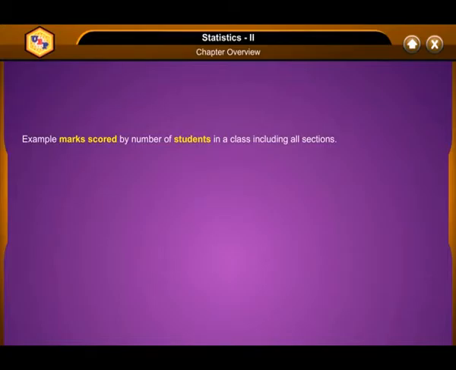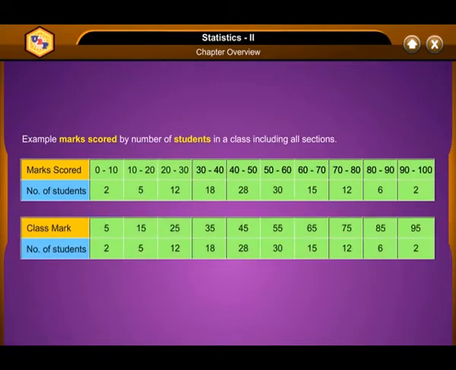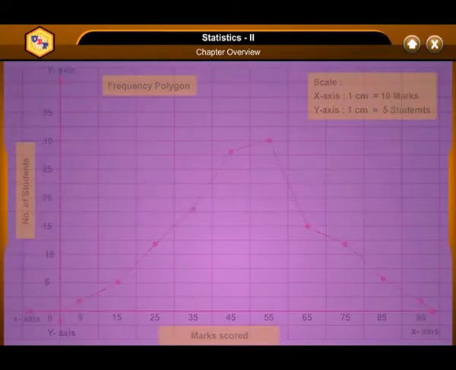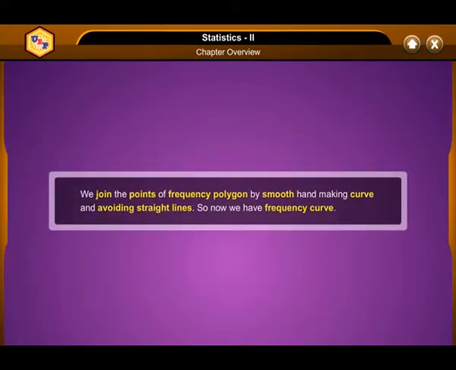Example: marks scored by the number of students in a class, including all sections. Frequency polygon. X-axis: 1 cm equals 10 marks. Y-axis: 1 cm equals 5 students. We join the points of the frequency polygon by a smooth hand-made curve, avoiding straight lines. So now we have a frequency curve.